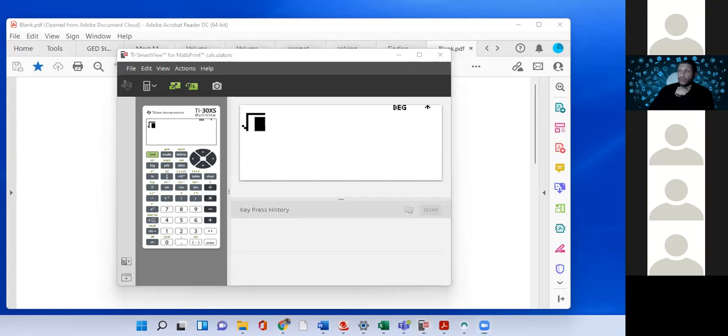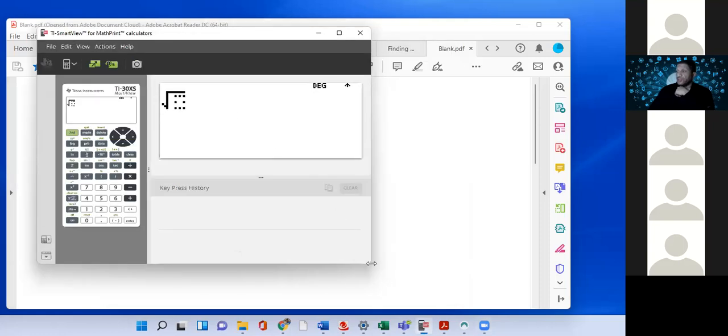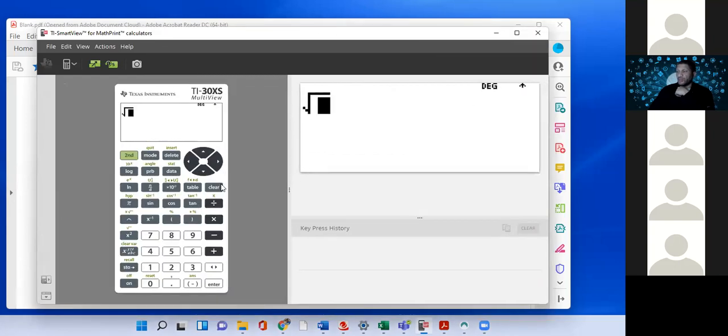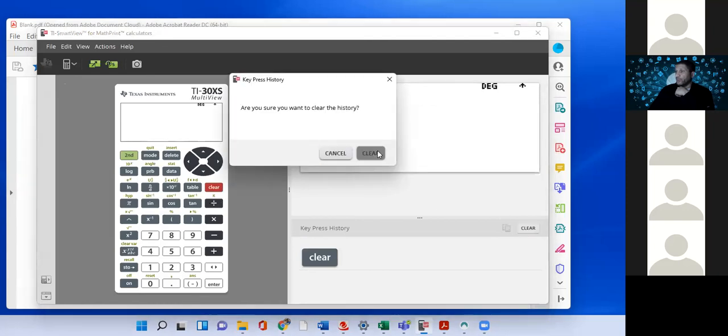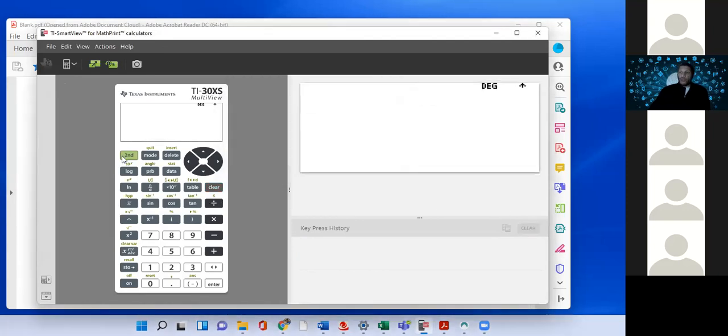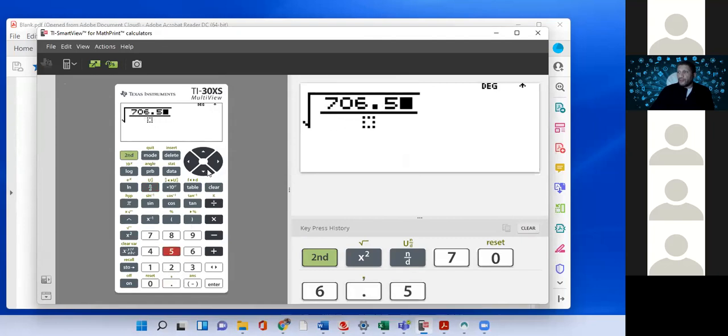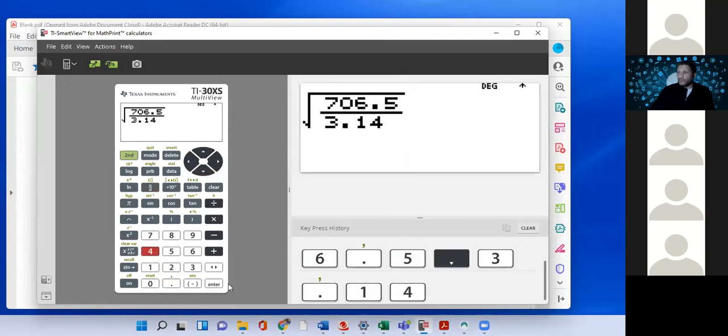I'm going to put the calculator on the screen because you need to be able to do this. I can't tell you 1,000 times, this is your friend. If you learn how to use this calculator, I can almost guarantee you're going to pass this exam. Point blank. So in order to get the square root, you hit second, hit the x squared button. In order to do division, we're going to hit the fraction button. We're going to put 706.5 divided by 3.14. Get out of your square root by hitting the right arrow. We'll get out of your fraction and square root by hitting your right arrow 2 times. We're going to hit enter.